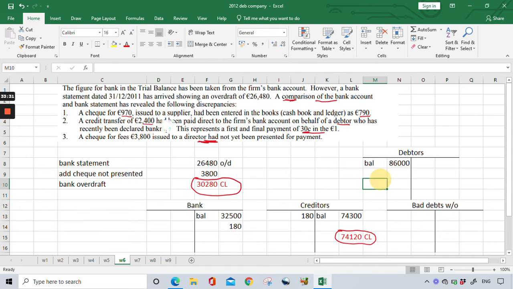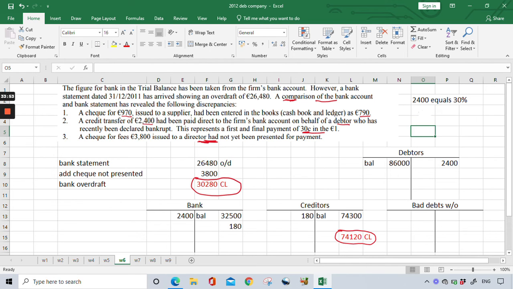So a credit transfer of 2,400 has been paid into the bank account. So 2,400 paid into the bank account goes on the debit side. So I'm going to credit debtors 2,400. That's the 30%. So up here, I'm just going to make a note. 2,400 equals 30%.